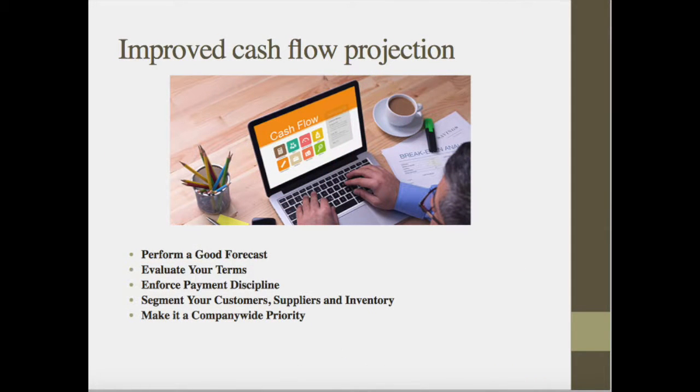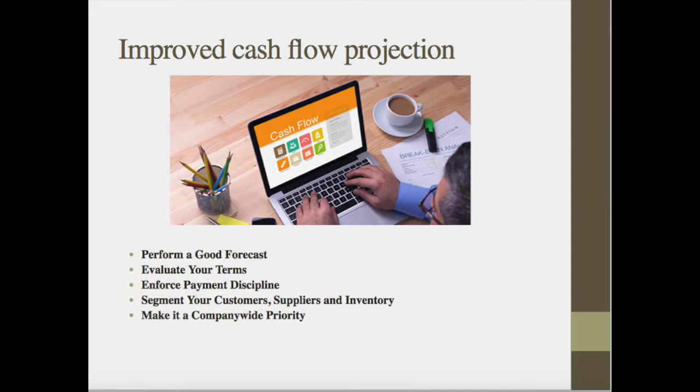Let's move on to improved cash flow projection. The first strategy is to perform a good forecast. The first step is to get a good grip on where your forecast currently stands and where it is likely to go in the future. The second one is evaluate your terms. If you are having trouble with your cash flow, you have to check and see how well your customer terms and supplier terms are balanced.